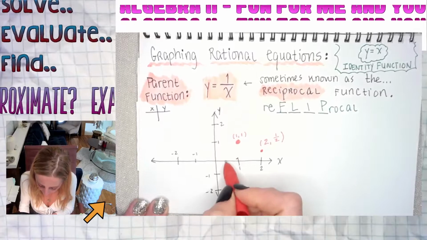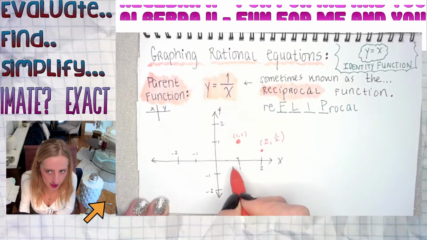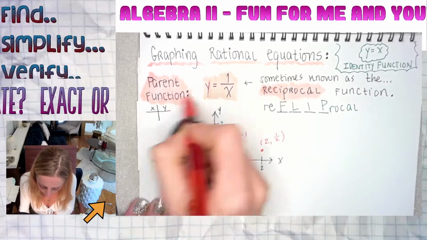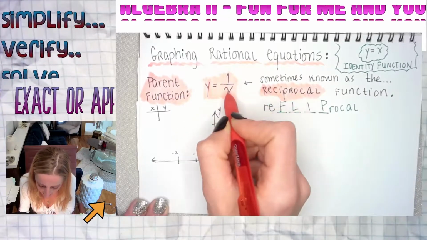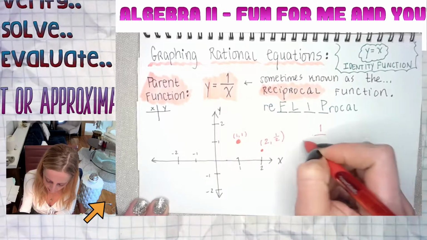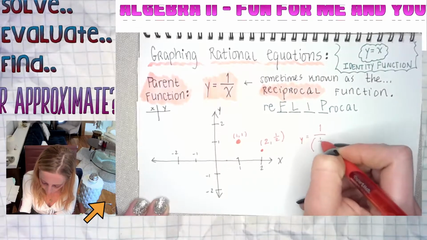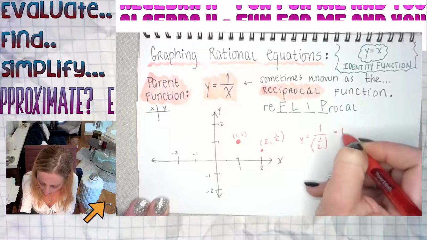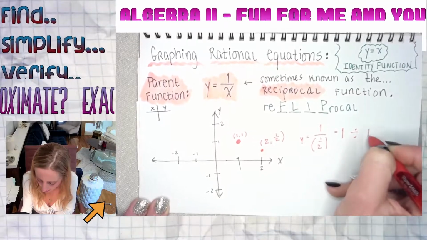What if I plug in, being a little weird, this is a sneaky guy, 1/2 for x? What's 1 divided by 1/2? I'll do that a little on the side. Y equals, I'm going to fill in a 1/2 for x. What's 1 divided by 1/2?